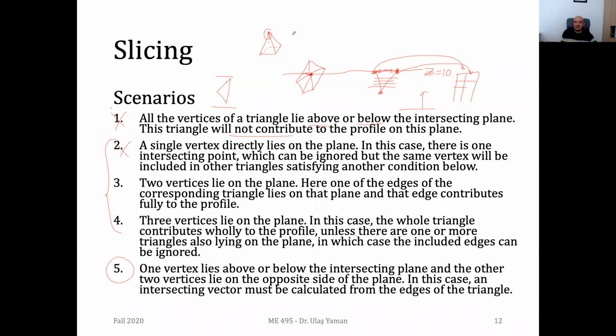Why is that? Can anyone tell me, if you just have a single point left at the top? If you look at the top view, that will be the intersection, a single point. Do we need to store it?